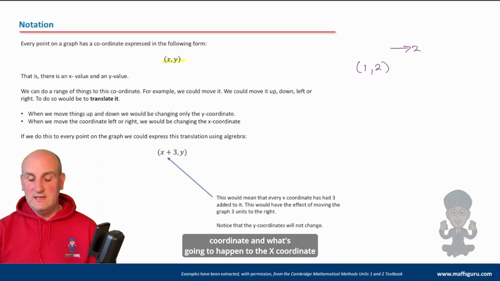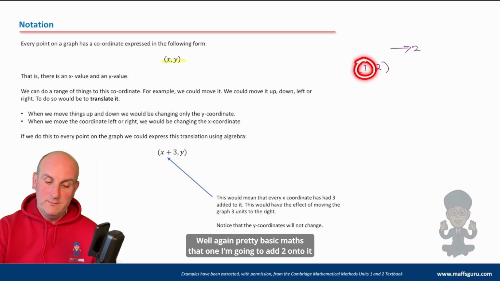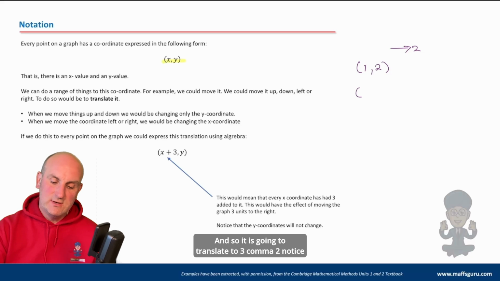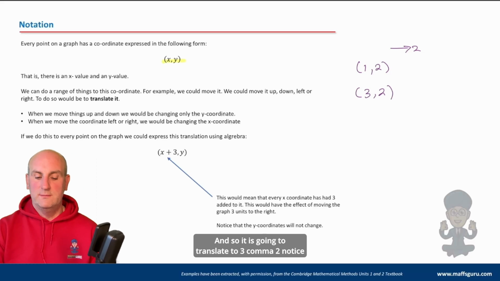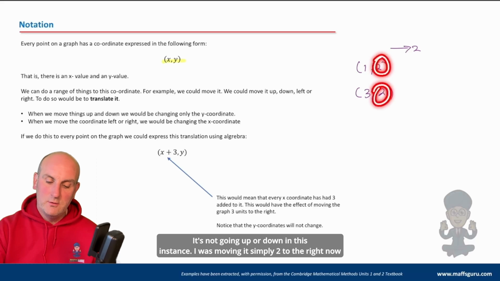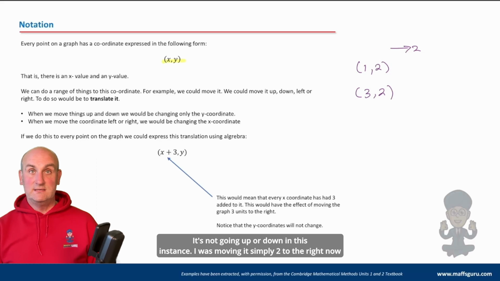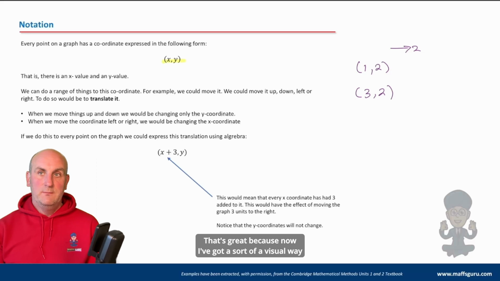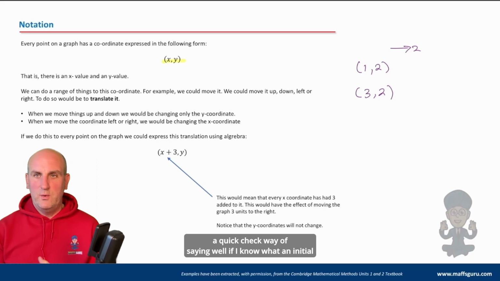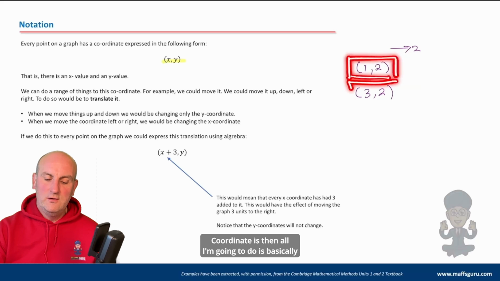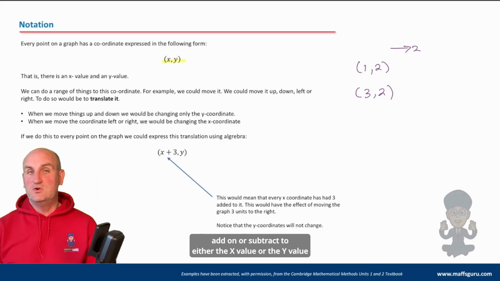And what's going to happen to the x coordinate? Well, again, pretty basic maths. That 1, I'm going to add 2 onto it. And so it is going to translate to (3, 2). Notice it's not going up or down. In this instance, I was moving it simply 2 to the right. Now, that's great, because now I've got a visual, quick-check way of saying, if I know what an initial coordinate is, then all I'm going to do is add on or subtract to either the x value or the y value.